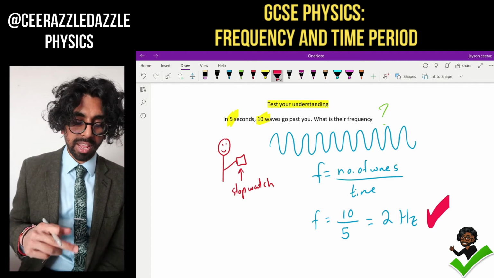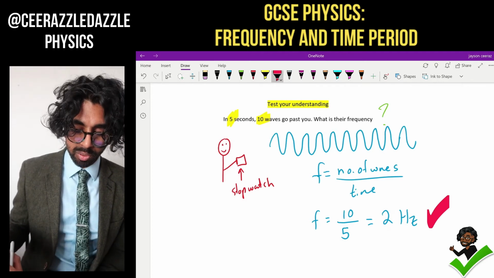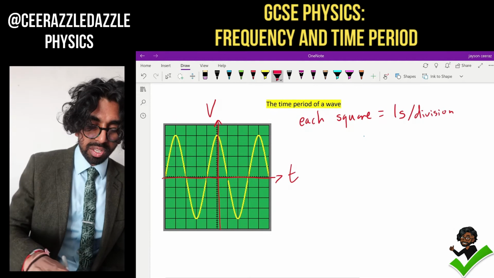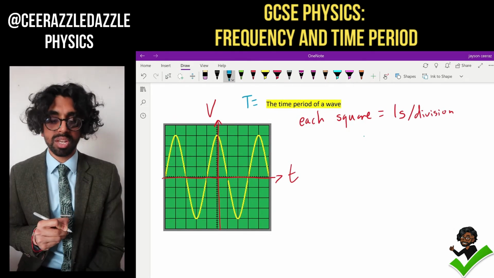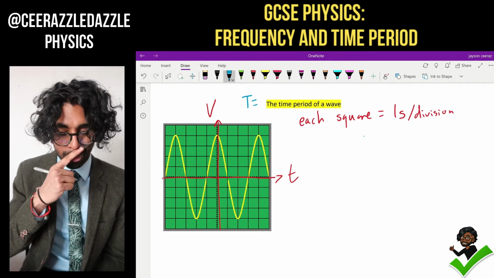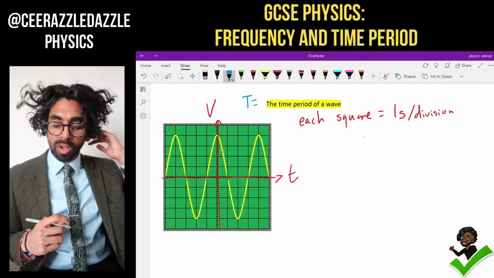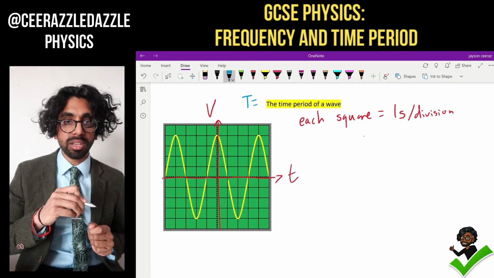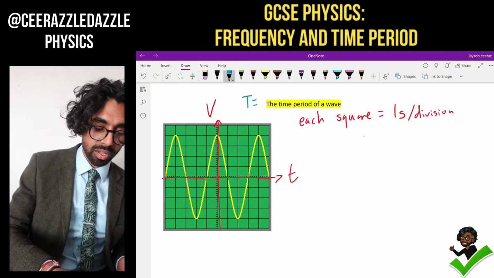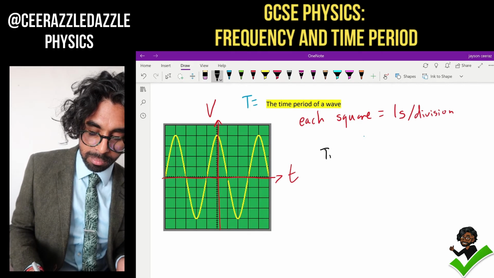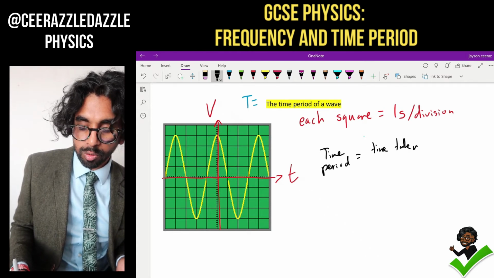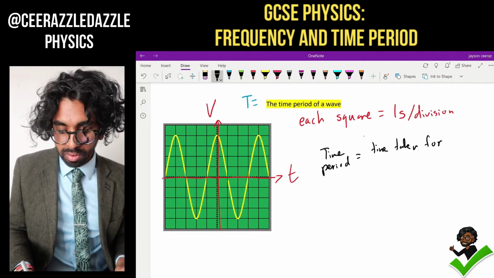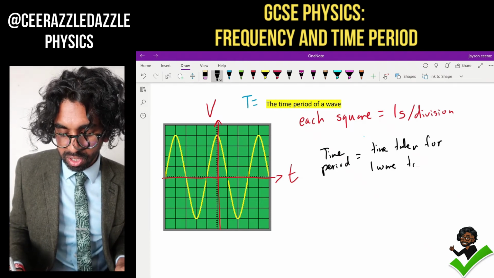Right, okay, now we're moving on from frequency to the word time period. The time period is denoted by capital T. So if you see capital T anywhere, it means the time period. What does the word time period mean? The time period means the time taken for one wave to occur. So the time period is equal to the time taken for one wave to occur.